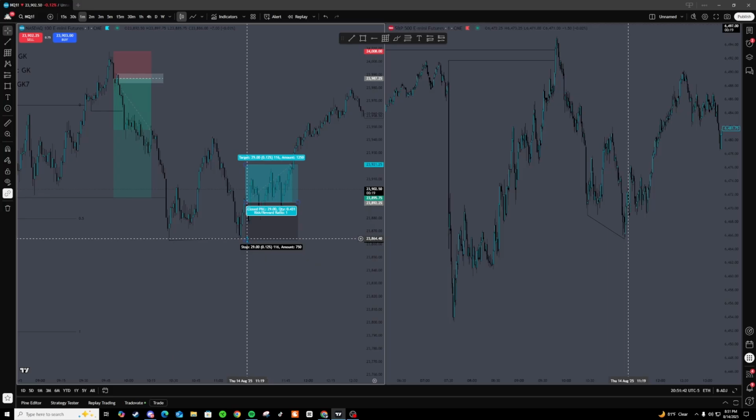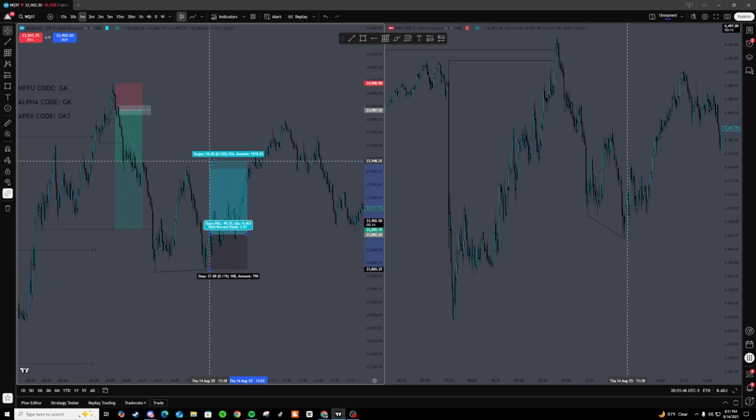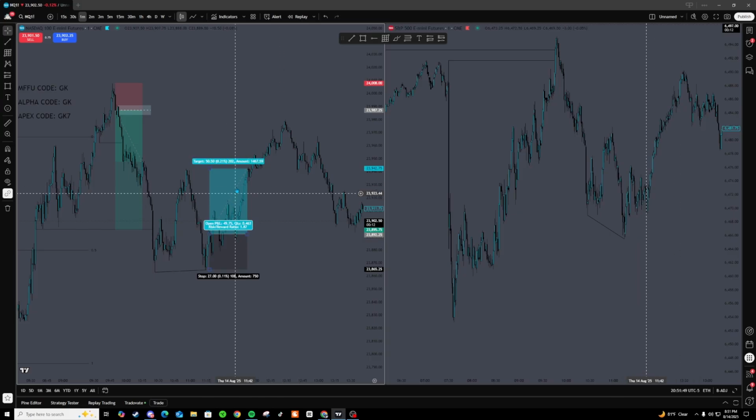Would have been here. Stops below this low. Accumulated for a bit, but you could have easily targeted this high here. That's 50 points right there alone. That's perfect. All you need right there.